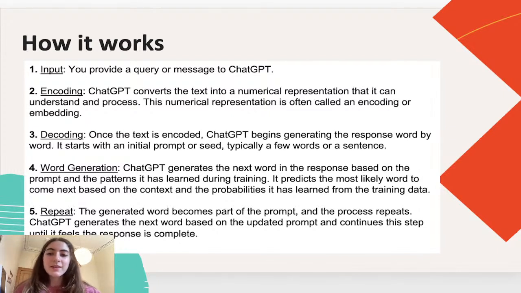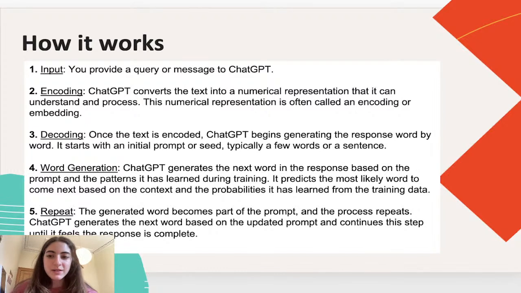So what that means is that when it's picking the next word to generate, it's based on what you have asked, and it's also based on the patterns that it's learned during training. So if it's seen certain sentences millions of times, then it's more likely to generate that as the next word than something it's only seen once or twice, right? So actually it's all probabilities.